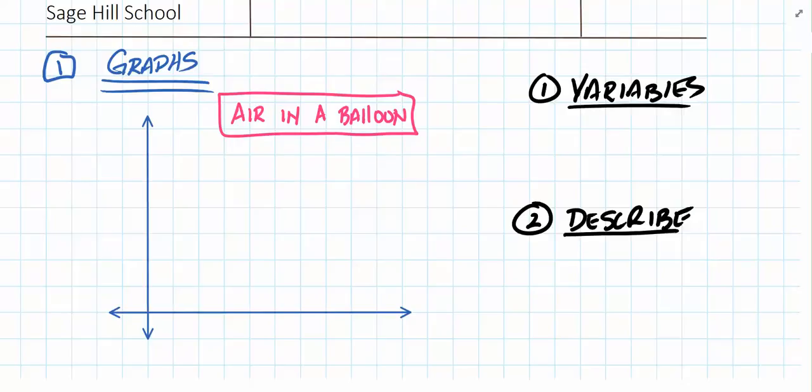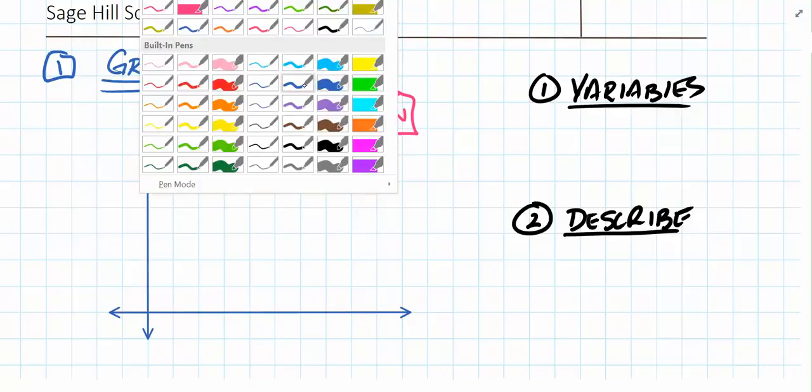So the first graph that we're going to talk about today together is air in a balloon. Have you ever blown up a balloon before? Yeah, like a water balloon, or making a balloon puppet or something like that. So this is our first graph that we're going to talk about.